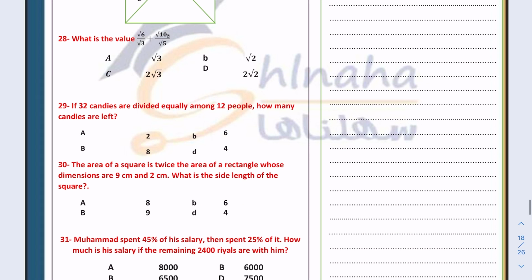Question number 28, which is a repeated question. Radical 6 over radical 3, we said it will be radical 2, plus radical 10 over radical 5, it will also be radical 2, so it will be 2 radical 2. Let's take the next question.